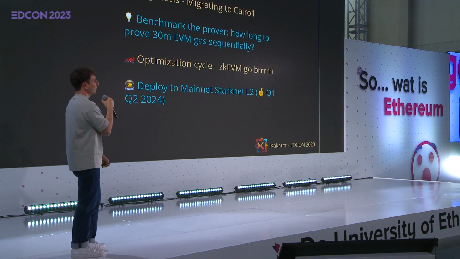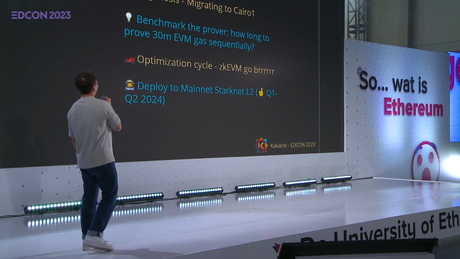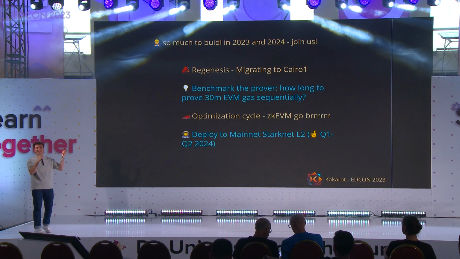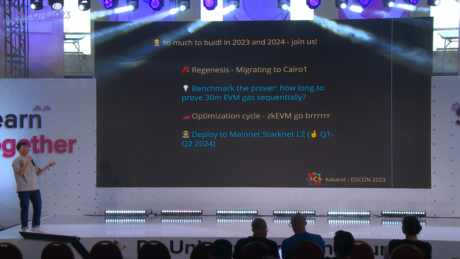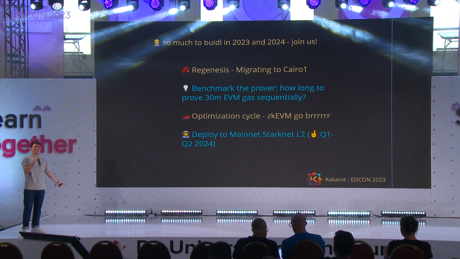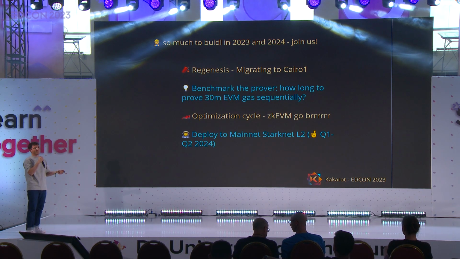And there's so much to build, so much to build. We have Regenesis coming up on StarkNet, which means we have to rewrite our code base. It sounds bad, but it's not so bad. We wrote it in 6 months, and we didn't know much. Now we know more, and it's going to be faster.